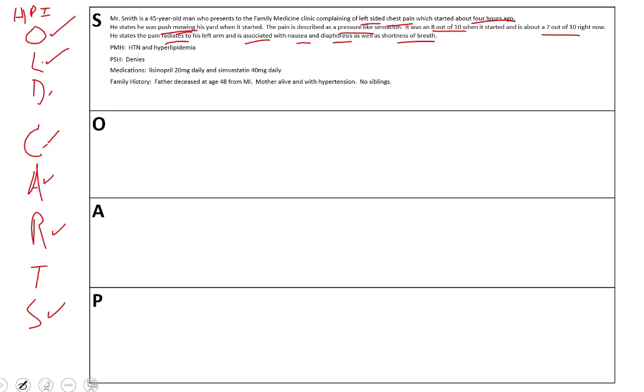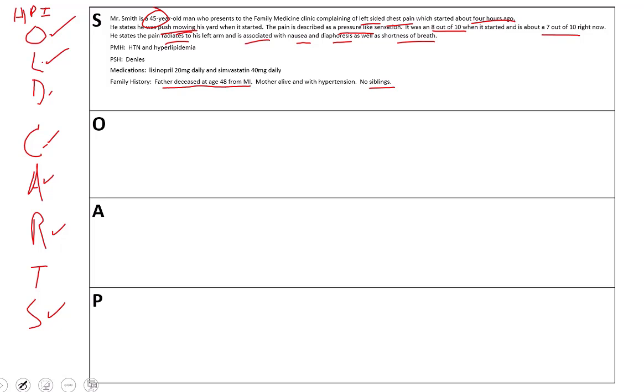Family history, his father was deceased at age 48 from an MI. Mother alive and with hypertension and no siblings. So this is important, right? It's important to know if a parent or any first degree relative, such as a sibling, which he doesn't have, had an MI, what age they died at and what they died from. His father just died at 48 from an MI, and this patient is 45, presenting with typical chest pain, meaning this sounds a lot like cardiac chest pain.